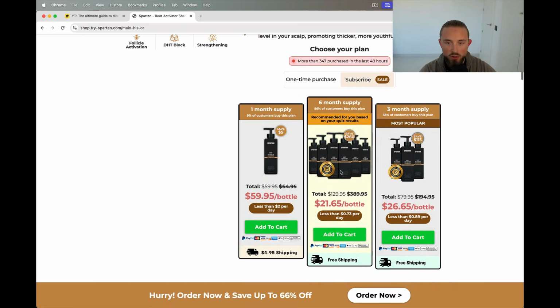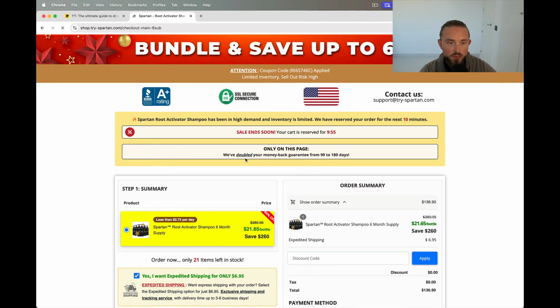Now let me just here go for the 6-month supply to then show you the checkout. In the checkout, you can see we essentially have the same frame at the top. We then have this, hey, we have limited inventory, sellout risk is high, you have a specific coupon code. Then we have some more urgency here, right? So your cart is reserved for 10 minutes. Only on this page, we've doubled your money back guarantee from 90 to 180 days.